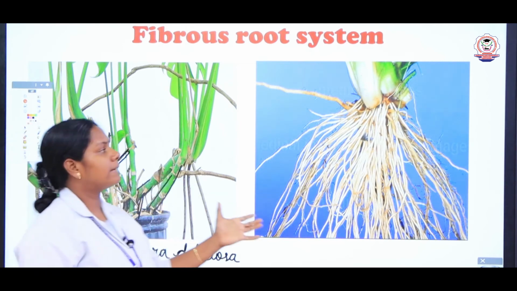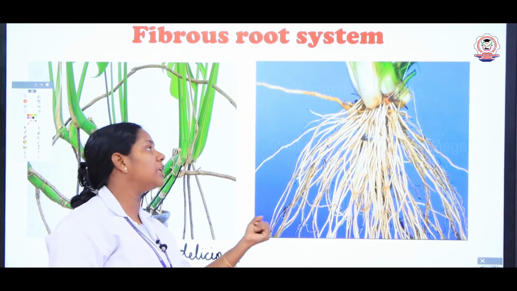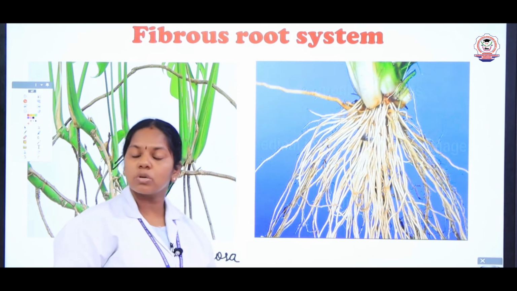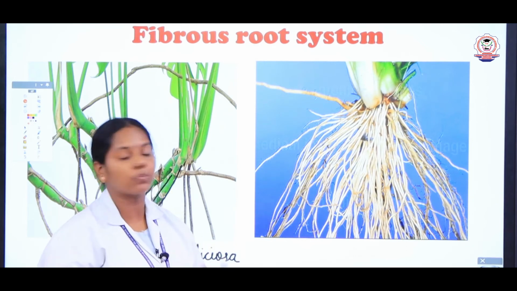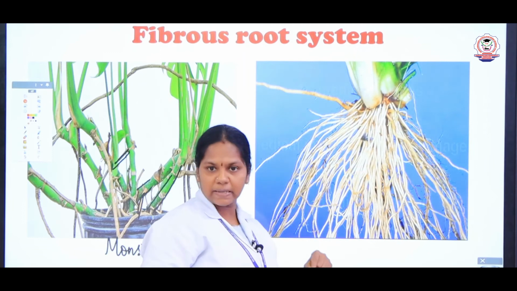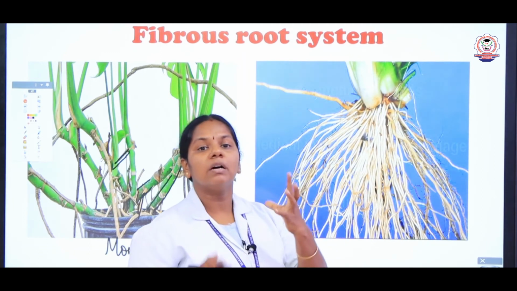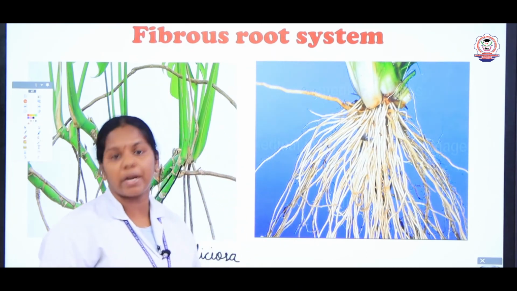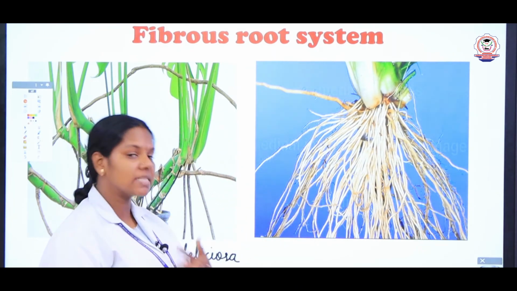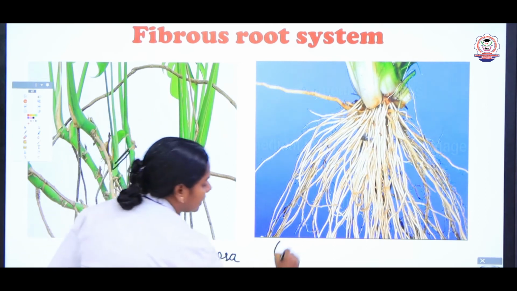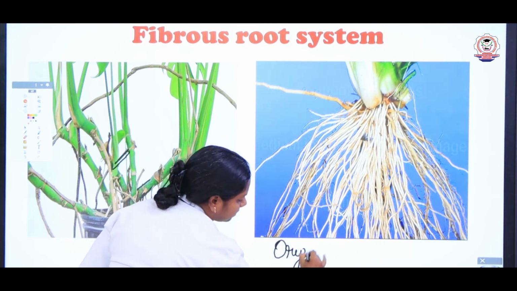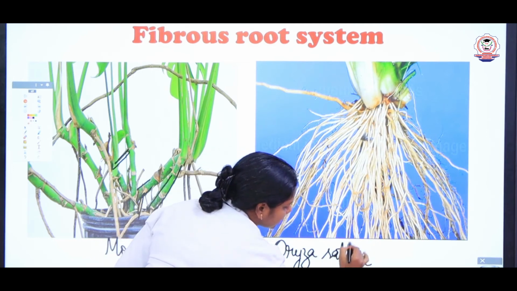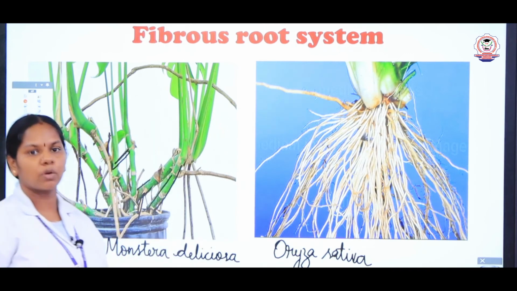Here is one more example. In many of the monocots, the primary root is very short-lived, right? So many roots arise from other parts of the stem and give a bunch-of-roots appearance. Such roots we can see in paddy, wheat and grass. What is the scientific name of paddy, children? Oryza sativa. Such a bunch of roots we call fibrous roots.